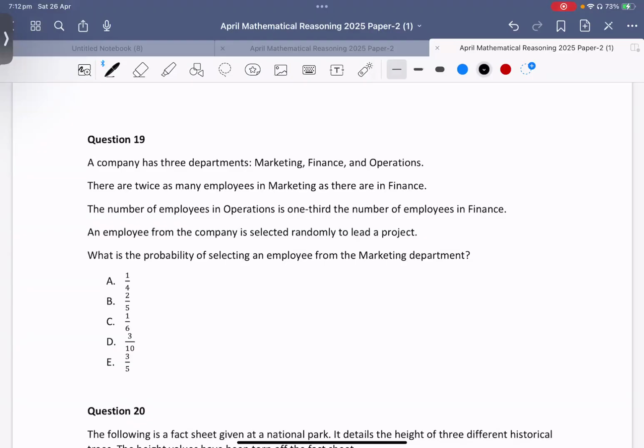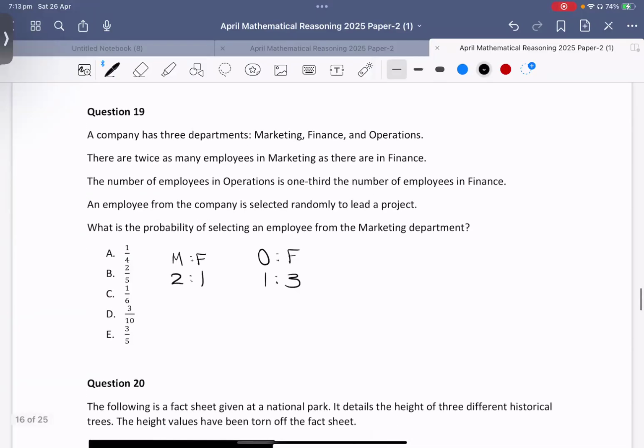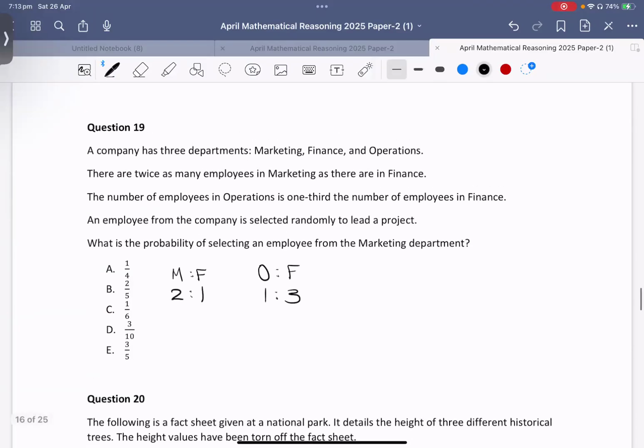Whenever we have ratios, I would always say, please, please, please, just write down what you know. Marketing to finance, we're told twice as many employees in marketing than there are in finance. So it's 2:1. And operations to finance, it says the number of employees in operations is 1/3 the number of employees in finance, meaning that there are going to be 3 times as many people in finance compared to operations. As you can see here, the number of people in operations is exactly 1/3 of the people in finance.